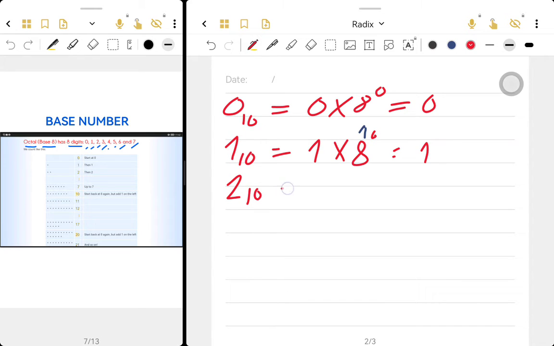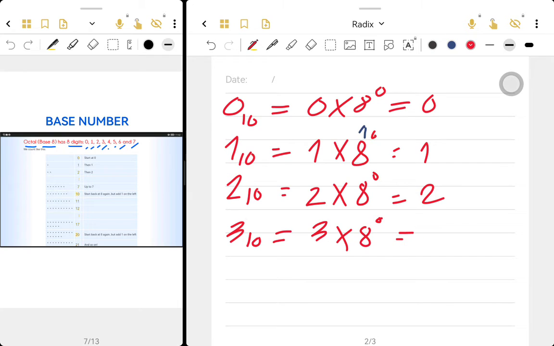Another, we have 2 times 8 to the power of 0. That is 2. And then let's proceed to number 3. 3 base 10 equals 3 times 8 to the power of 0 equals 3. Okay, remember that we are going to multiply all the numbers by 8 since we are having the base of 8.